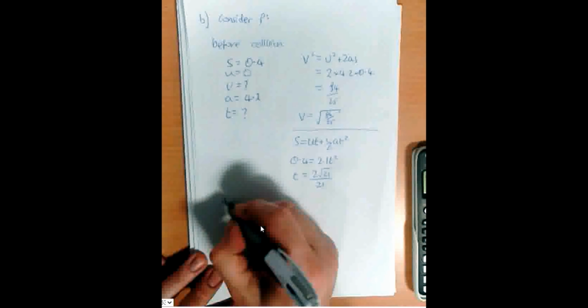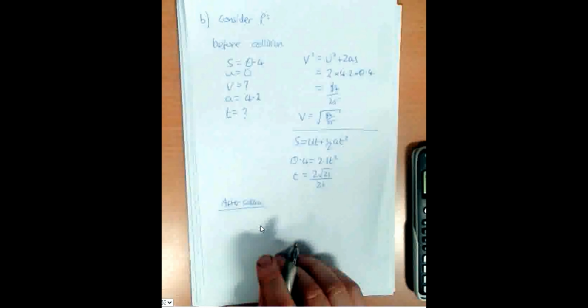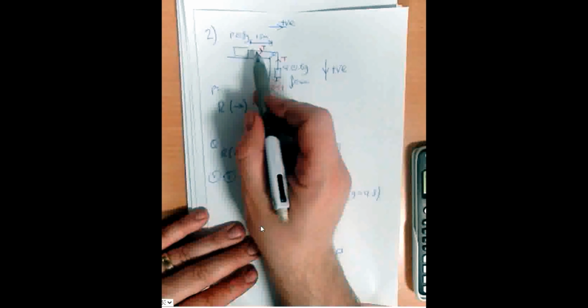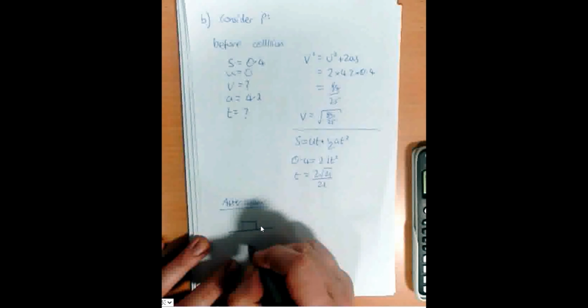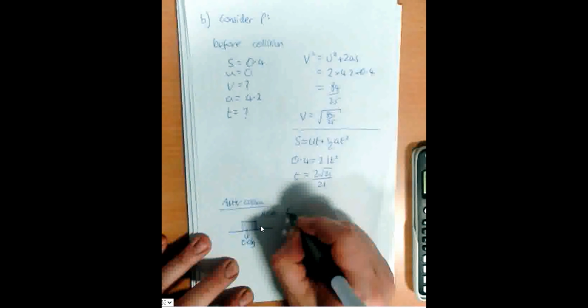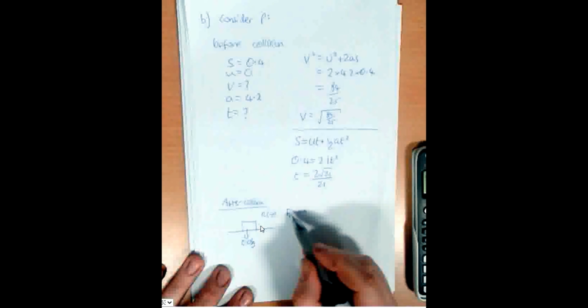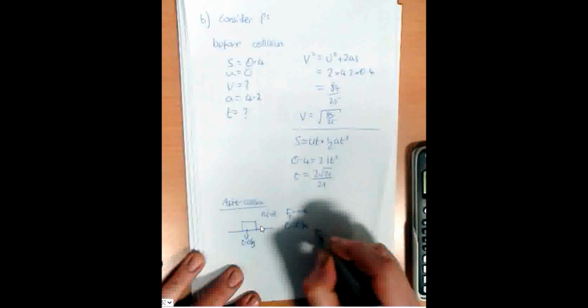After collision, there are no forces acting on P. If we think about P on the table, the only force is its weight, which we're not using in this question. So if I resolve horizontally, F equals ma, the total force is 0 because there's no friction, because it's a smooth table, and there's no tension. So 0 is 0.8a, so my acceleration must be equal to 0.